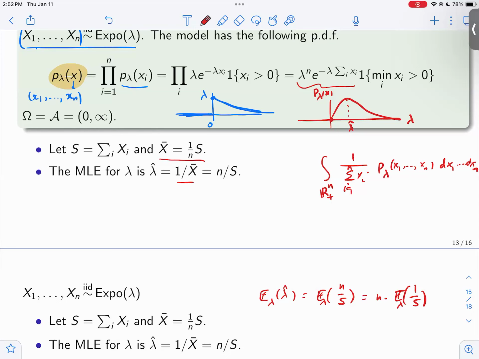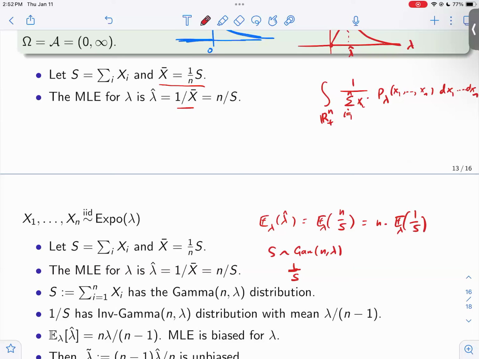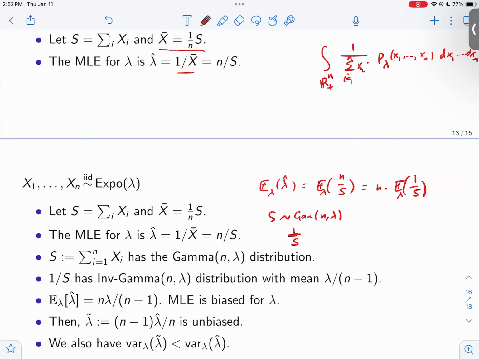As it turns out, you can also calculate the entire distribution of this. S turns out to have a gamma distribution, and one over S, people call it inverse gamma for obvious reasons. So if this is gamma distributed, one over S has an inverse gamma distribution, and you can calculate its PDF using techniques from basic probability. If you're lazy, you can just look at the Wikipedia page for this. But I hope you understand how to do it if you need it.